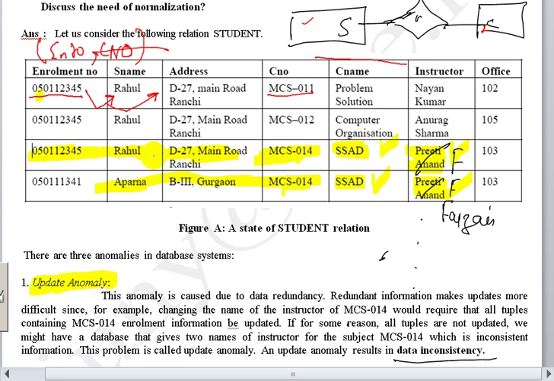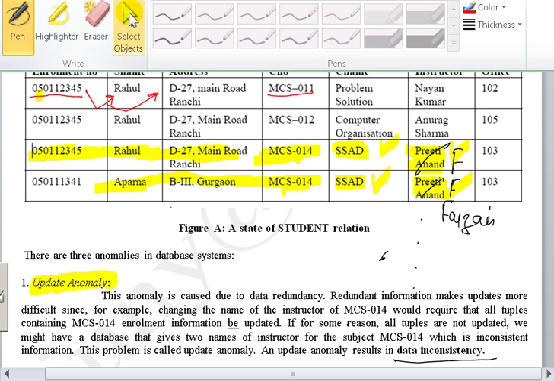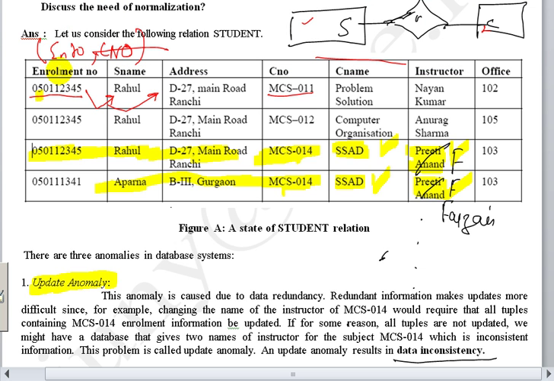So enrollment number will uniquely define which student we are talking of, and course number will tell us which course we are talking of. So we definitely need two attributes, one enrollment number and one course number, to identify our tuples perfectly, uniquely, right?